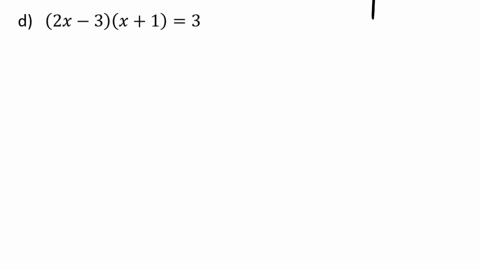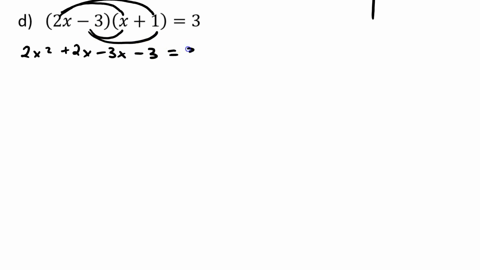So let's just use our happy little rainbows, thank you, Bob Ross. People call it foiling it out, but really it's distributing. So I have 2x squared plus 2x minus 3x minus 3 equals 3. So I'm going to subtract 3 from both sides, and I'm going to clean this up a little bit. So 2x squared, 2x minus 3x is negative x. I'm going to subtract 3 from both sides, minus 6 equals 0. So we have a complex fraction here because we can't factor out that 2.